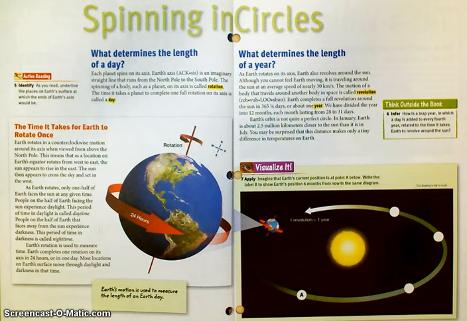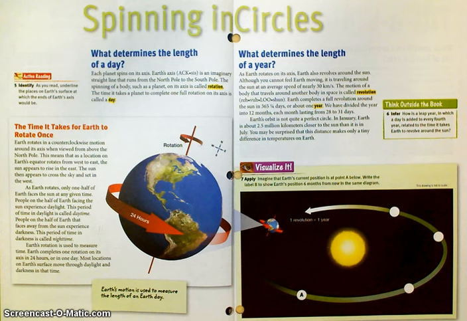Alright, so down in the box where it says the time it takes for Earth to rotate once, it just so happens that Earth rotates in a counterclockwise motion around its axis if you are looking down at the Earth from above the North Pole. And this means that a location on the Earth's equator rotates from west to east. The sun will appear to rise in the east because of the way that the Earth is rotating. As the Earth rotates, only 1/2 of the Earth faces the sun at any given time.